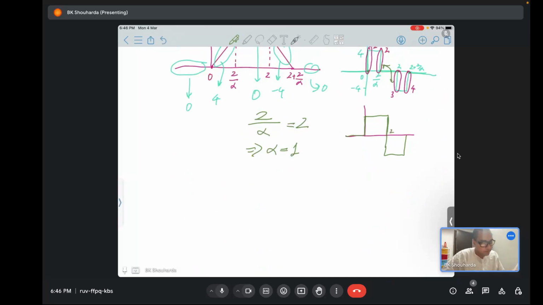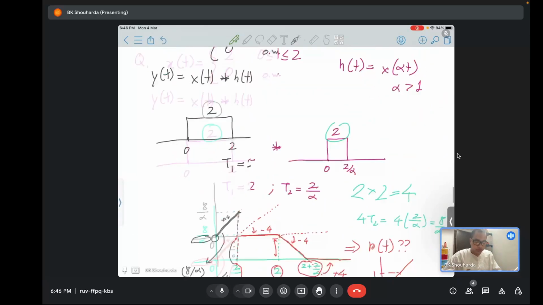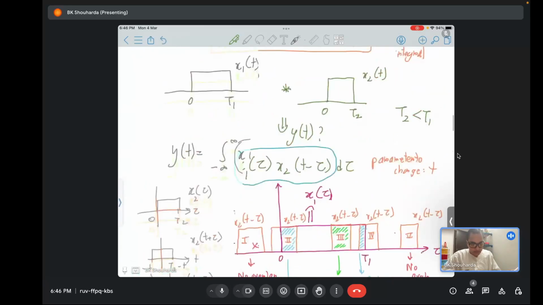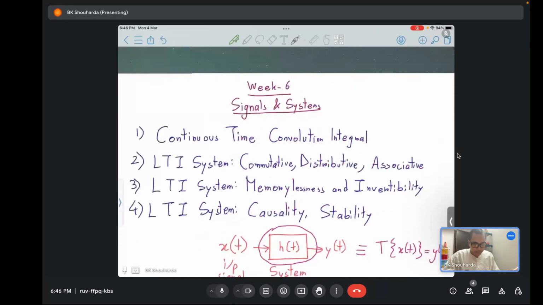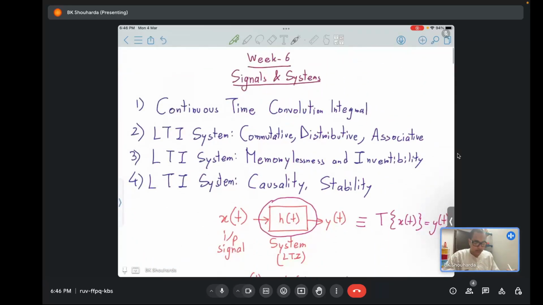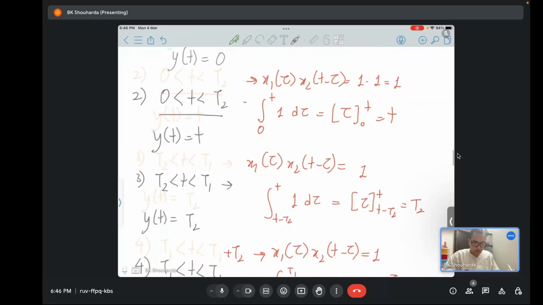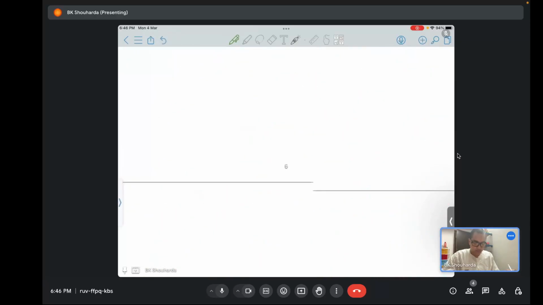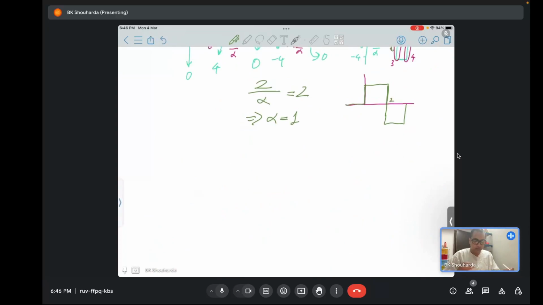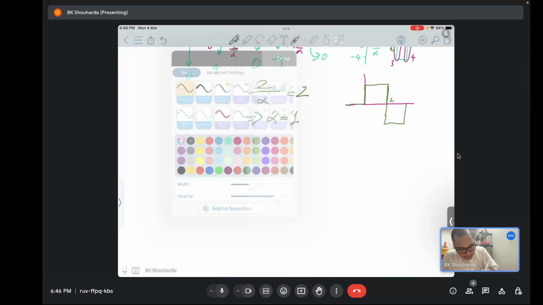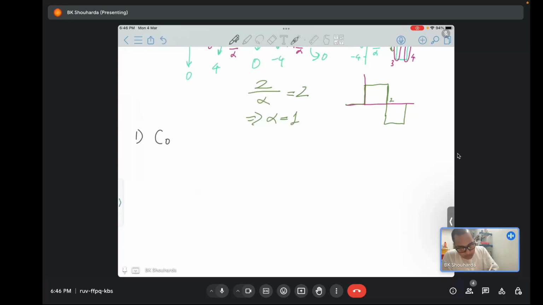Okay, so now we move on to the next topic, which is the commutative, distributive, and associative properties. So what does the commutative law suggest, or what is the commutative property?